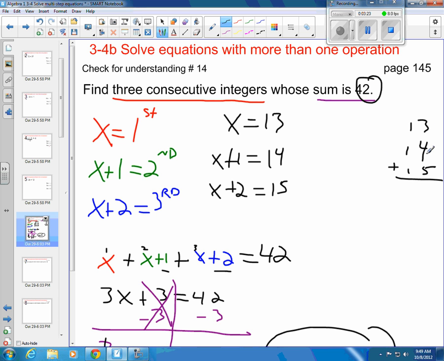So this would be 5 plus 4 is 9, 9 plus 3 would be 12, carry the 1. That's 1, 2, 3, 4, 42. So it all checks out. So this is our final answer right here. Our 3 consecutive numbers are 13, 14, and 15.